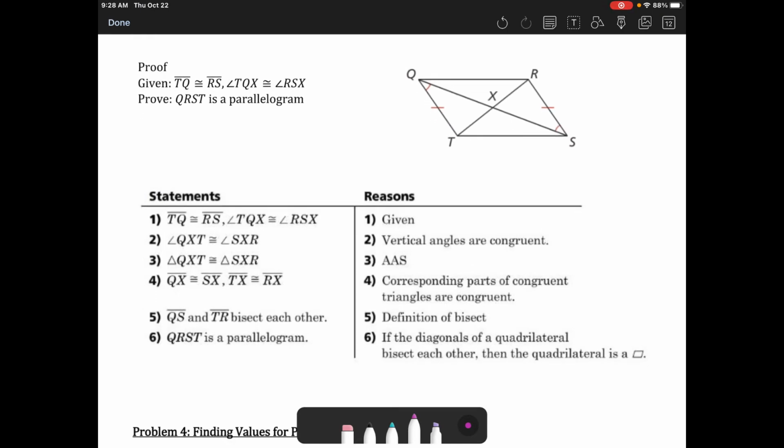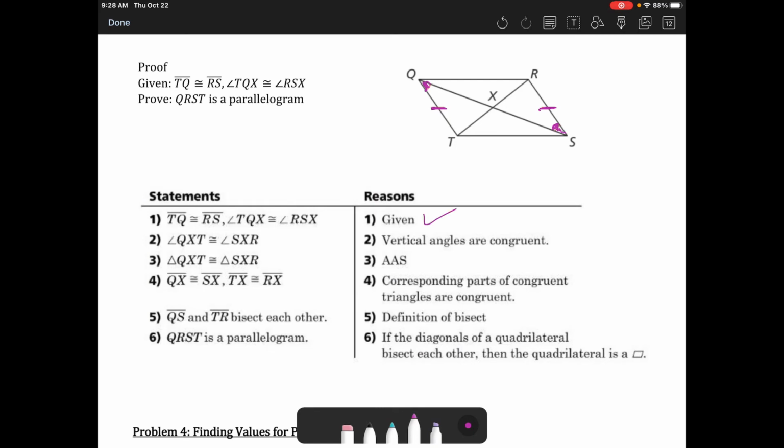All right, let's take a look at this proof. So TQ is congruent to RS. So TQ is equal to RS. That's this marking. And then these angles are congruent to each other. Prove that QRST is a parallelogram.